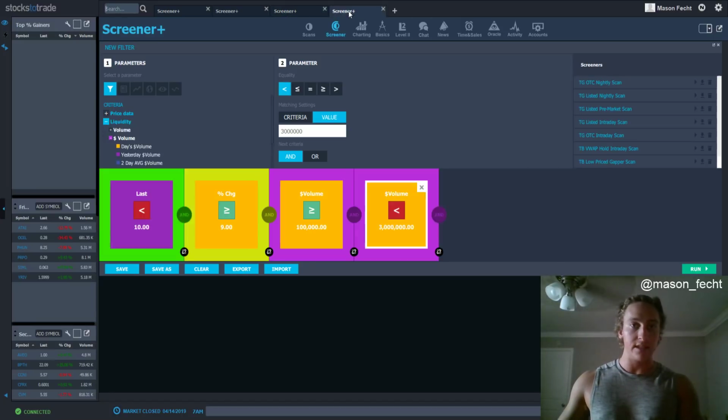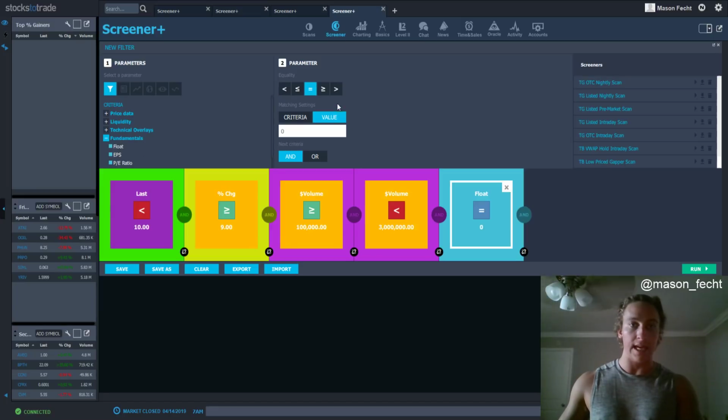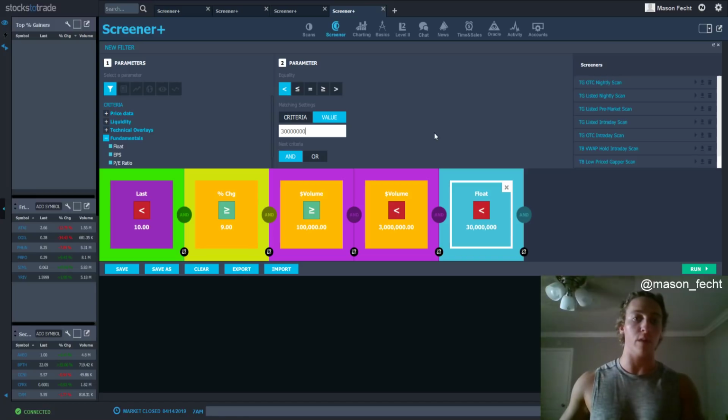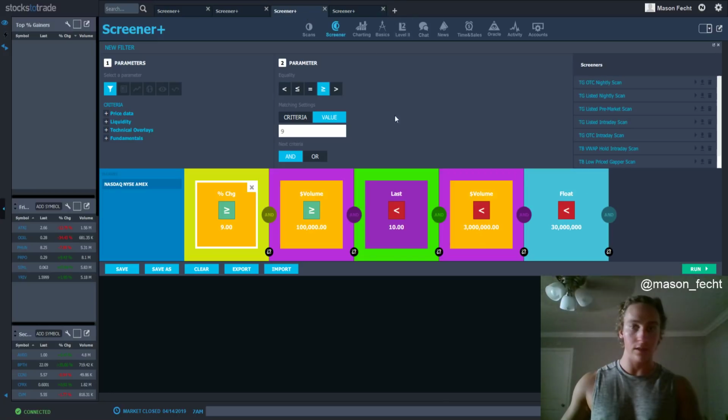And then the last parameter is float. I have the float set to less than 30 million, but generally I'm looking for stocks that are even much lower in float than that. But that's basically my cutoff. So that looks like everything for the parameters.